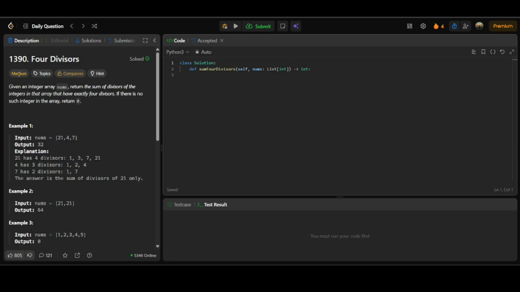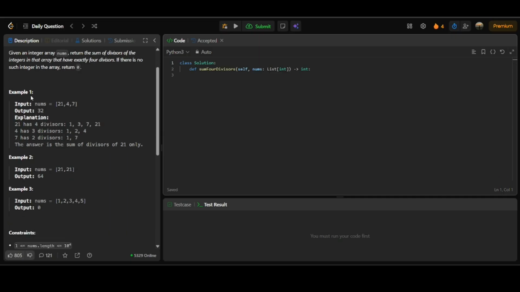It's a very simple problem even if it is marked as medium. So I'll just help you with the question. Given an integer array nums, return the sum of divisors of the integers in that array that have exactly 4 divisors. If there is no such integer in that array, return 0. So the question is pretty straightforward. There is nothing hidden or complicated in this question. There are a few examples given, like nums 21, 4, 7, and the output is 32.